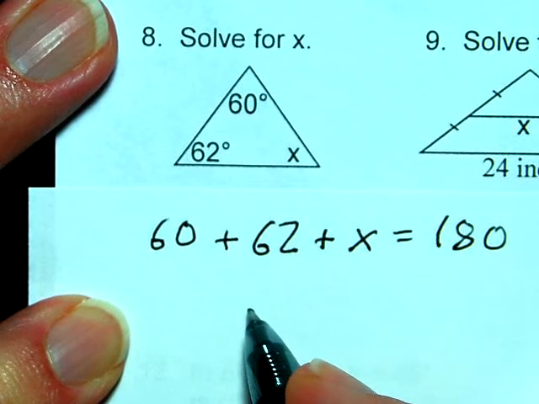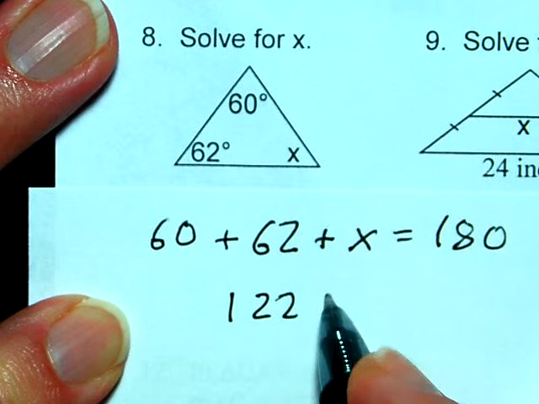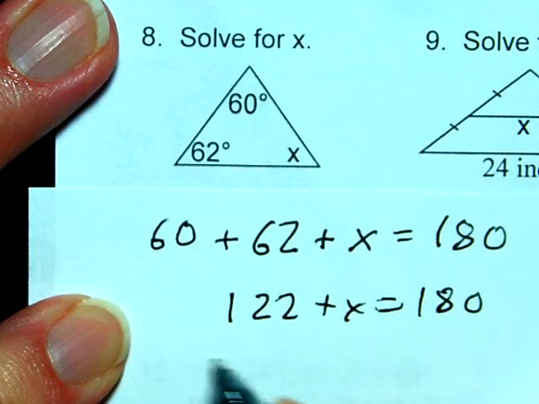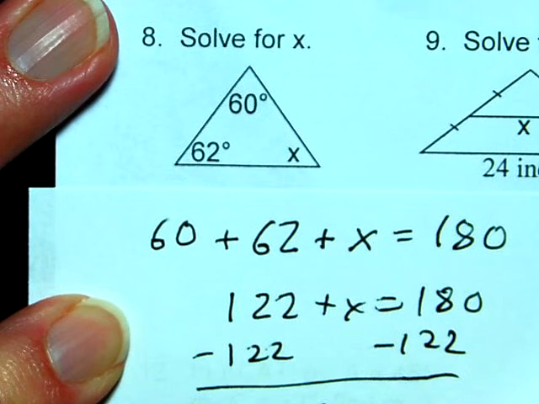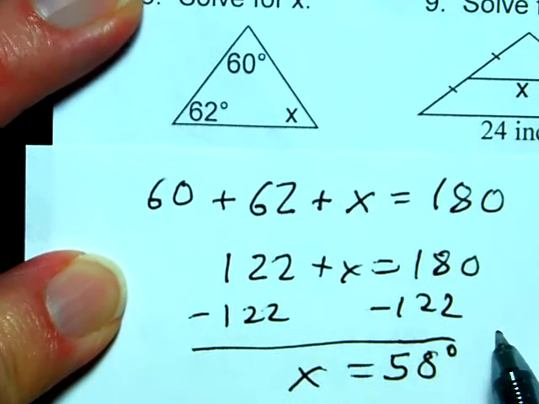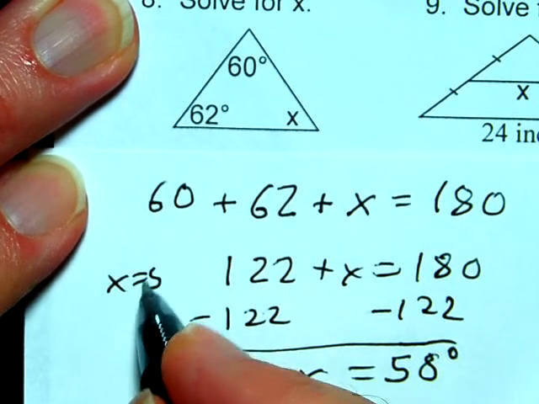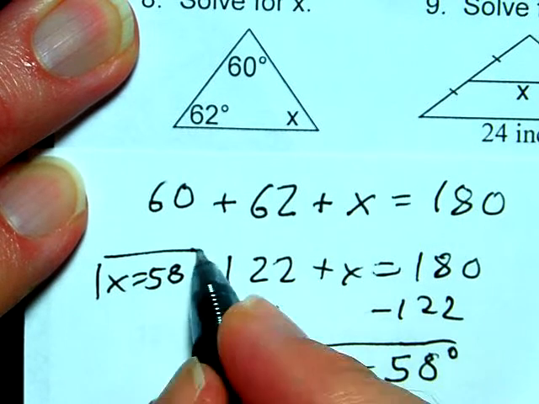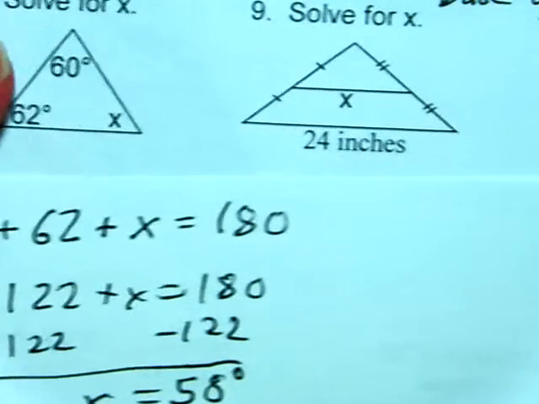So let's go ahead and solve for x. This gives us 122 plus x is 180. We can subtract 122 from both sides, giving us x equals 58 degrees. Okay, and that is the answer to number 8. x equals 58 degrees. You can write that over here. 58 degrees. Okay, good. Let's go on to number 9.